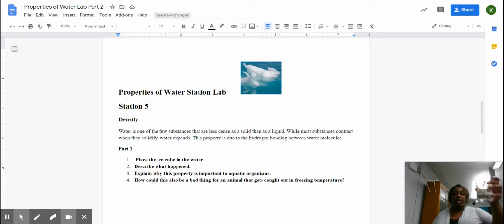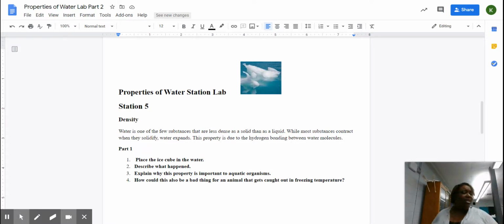So for this one, we have a beaker of water and we have ice. I'm going to put the ice in the water. Notice what happens when I put it in there. It floats to the top. So that was a really, really simple station, really quick. So all you have to do now is describe what happens. And then you want to explain why this property is important to aquatic organisms.